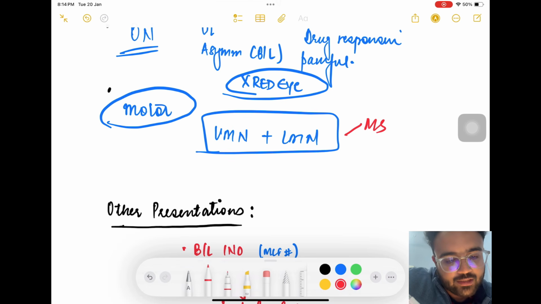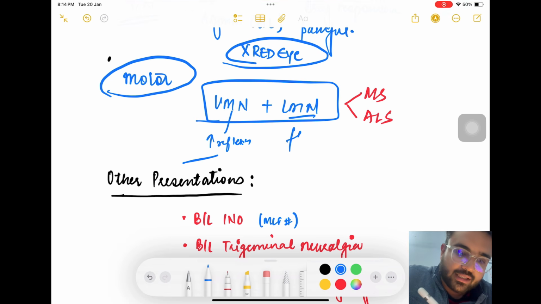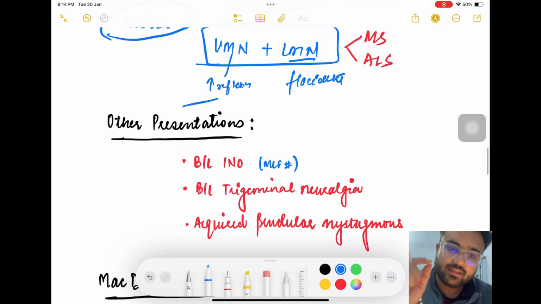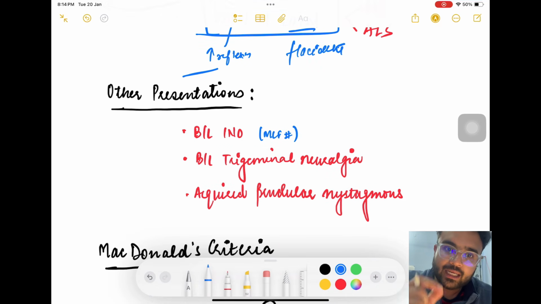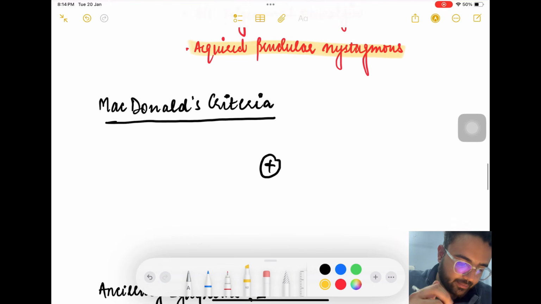One is multiple sclerosis that we are discussing, the other is amyotrophic lateral sclerosis. You know upper motor neuron diseases have increased reflexes, Babinski, etc. Lower motor neurons show flaccidity and loss of reflexes. Other special presentations to remember: bilateral internuclear ophthalmoplegia that occurs due to medial longitudinal fasciculus involvement, bilateral trigeminal neuralgia, and acquired pendular nystagmus. Three points to remember.